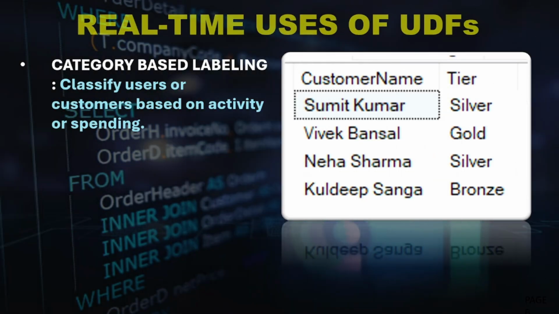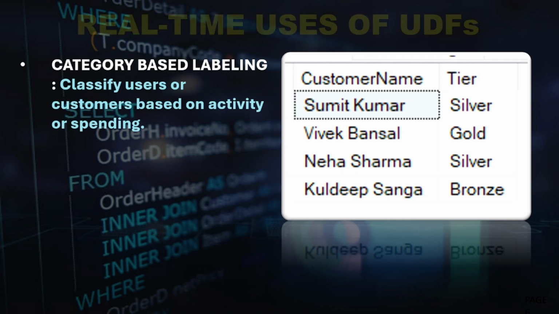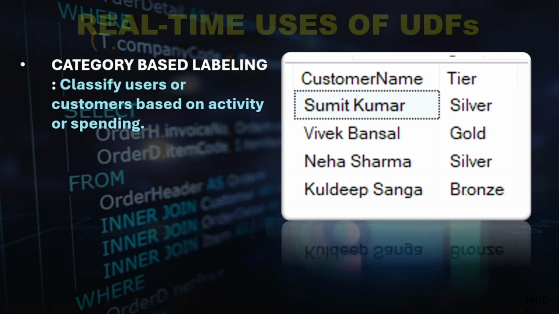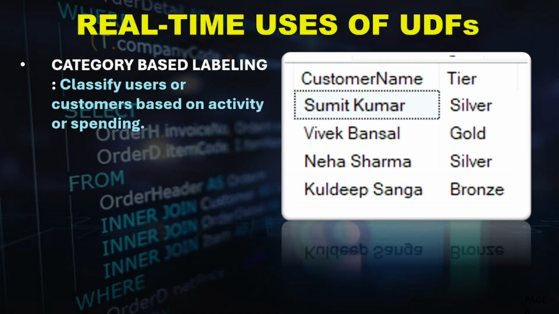The next real-time example is category-based labeling. The company wants to classify the tier of their users or customers. Based on how much they shop or purchase, they can label them as silver, gold, or bronze, or whatever. This involves lots of business logic. So instead of doing this in the query, they can delegate this whole business logic and give it a name. This way they can create a user-defined function for the same.